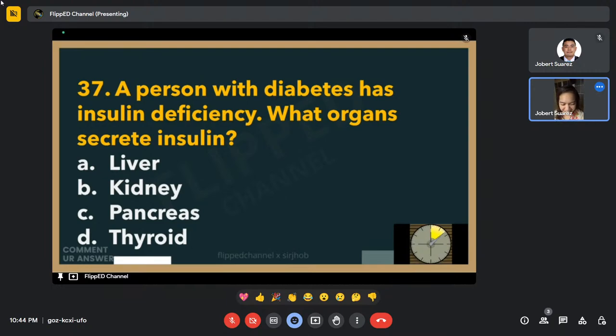Feeling ko. Next, number 37. A person with diabetes has insulin deficiency. What organs secrete insulin?